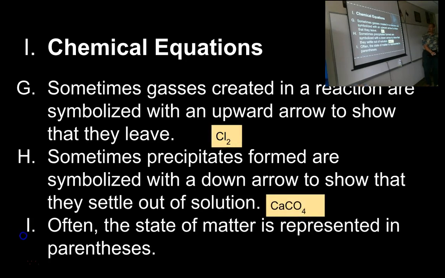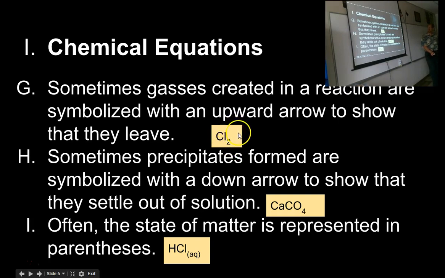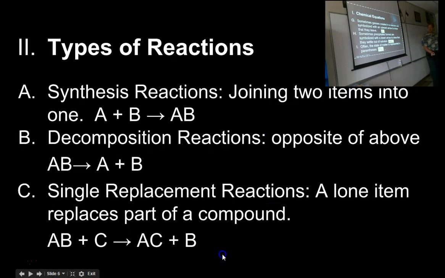Well, you can't see the arrows. Oh, Sal, there's supposed to be an arrow there. Okay, well, if I had made chlorine gas, there should be an upward arrow. Upward arrow would show that the chlorine gas leaves. The calcium carbonate is a solid precipitate, and then there should be a downward arrow that says this goes away. And then AQ means aqueous. That means that the hydrochloric acid is dissolved in water. It's a liquid right now. So it's dissolved hydrochloric acid.